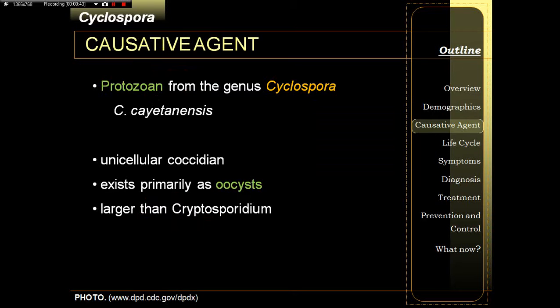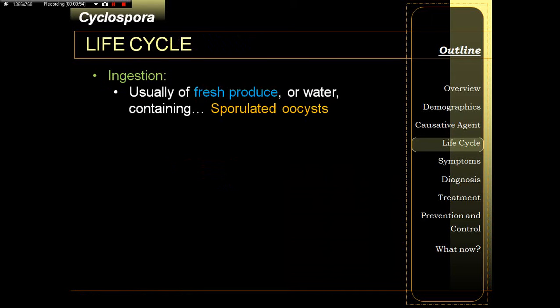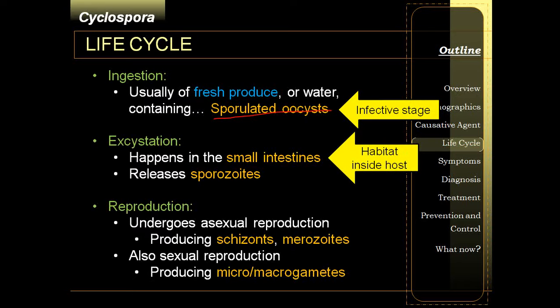It is caused by Cyclospora cayetanensis. Again, it is a coccidian, meaning its cysts are circular in nature. Similar to cryptosporidiosis, you ingest sporulated oocysts. That's the infective stage. And similarly, it goes into your intestines where they become sporozoites and invade your epithelial cells. They would undergo both asexual and sexual reproduction. We've discussed this earlier.